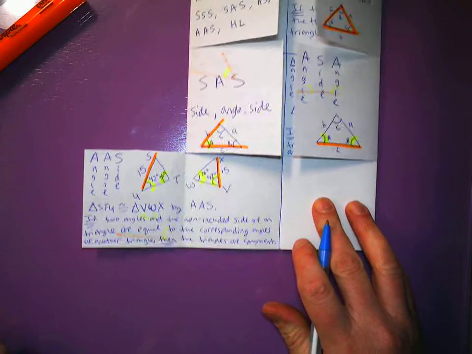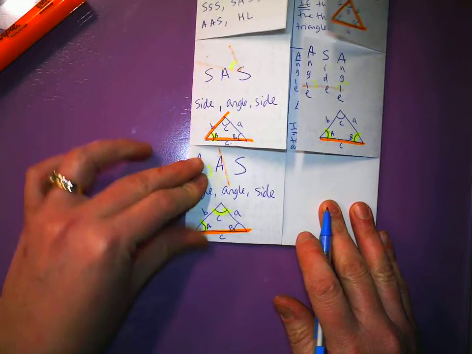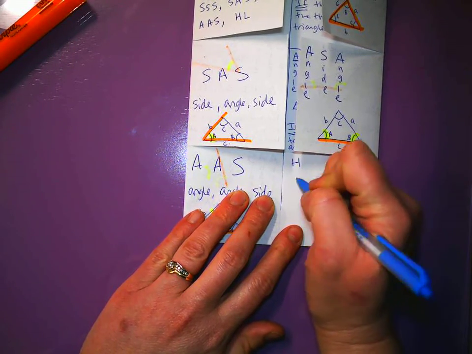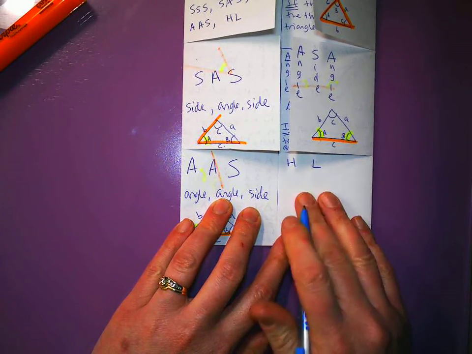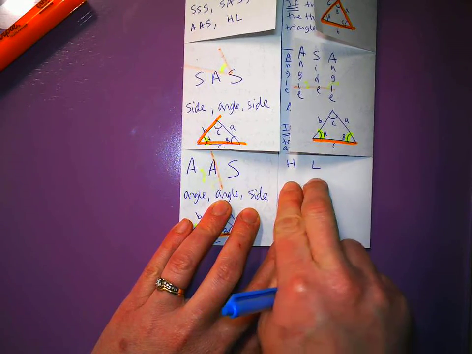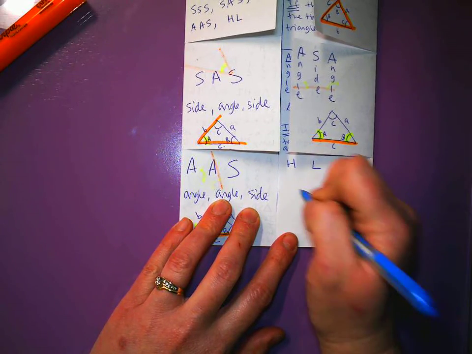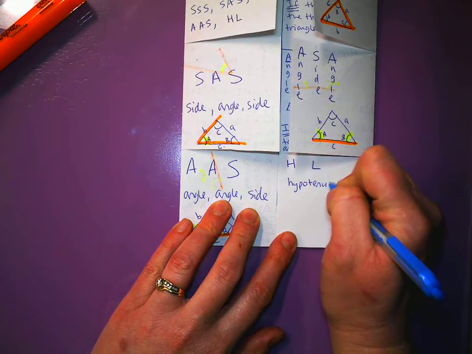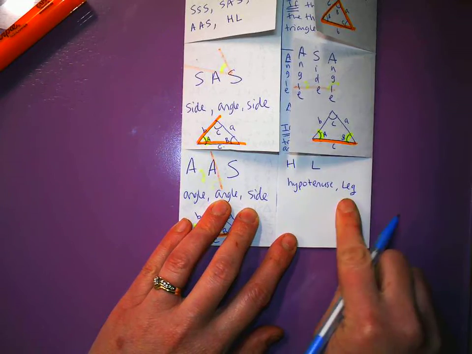All right, last one we have is the hypotenuse leg. So this one's kind of like in its own ballpark. It's a little different than the other ones because we only have two things we're looking at. That's because it's a right triangle, so one of the angles will always be the same. So this is the hypotenuse leg that I'm looking at in this case.